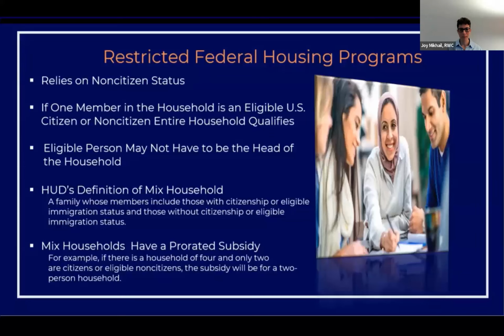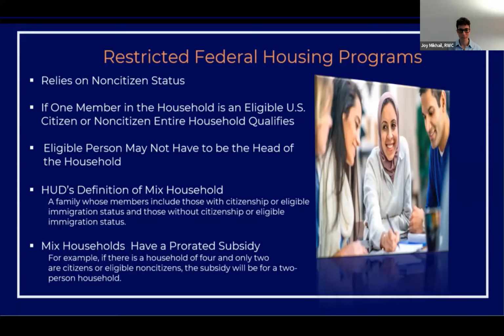Now, there is a thing called a mixed household. It is a household that includes members who are not citizens and do not have the appropriate immigration status to be eligible for assistance. So FYI, with mixed households, HUD does prorate the assistance based on the number of eligible family members, not the total number of people in the household.